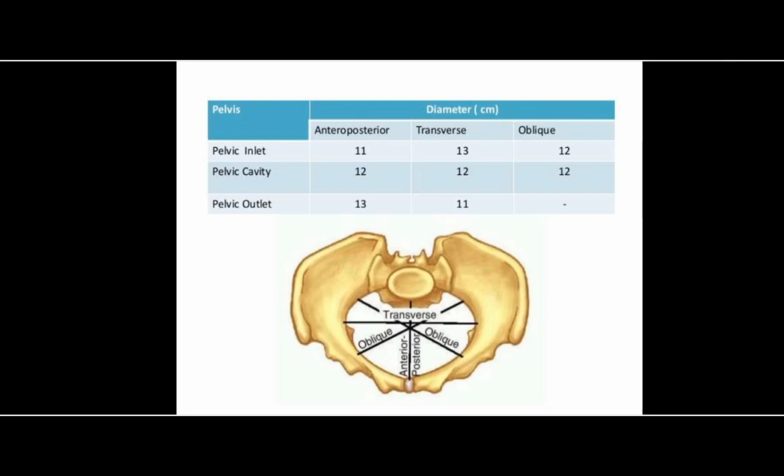And in the outlet, the anteroposterior diameter is 13 and transverse is 11. So we need to remember that in the inlet, means in the above region, the transverse diameter will be more, and in the outlet region, the anteroposterior diameter will be more, and transverse is opposite.